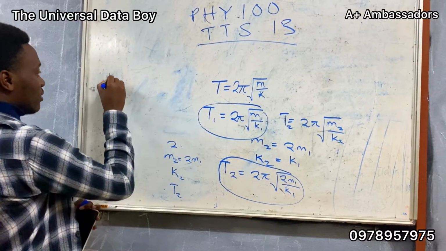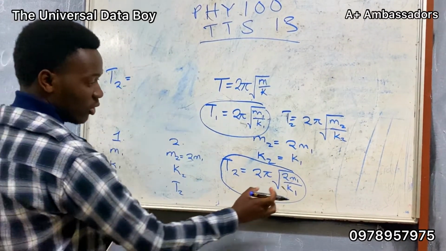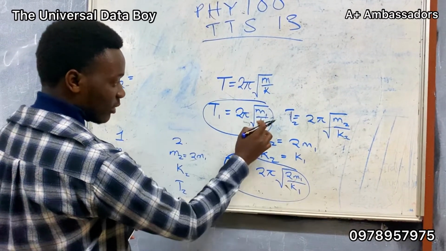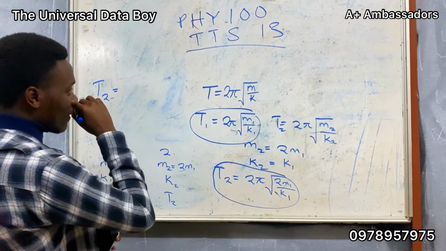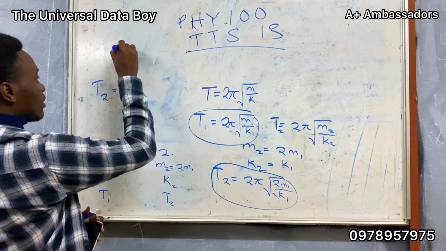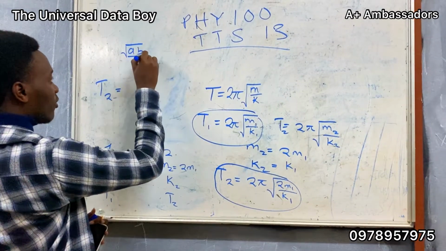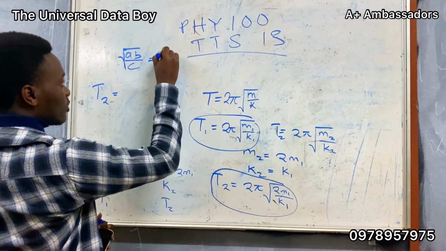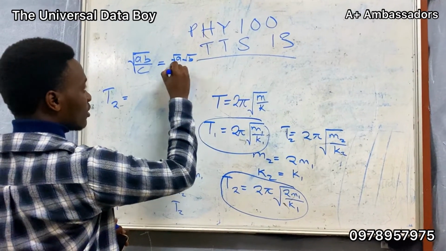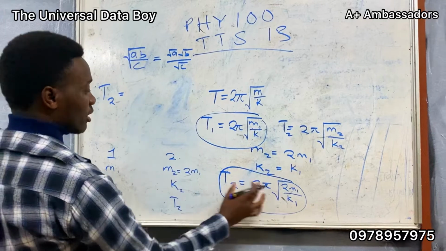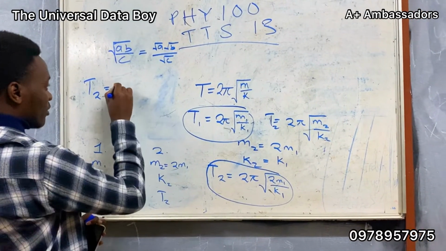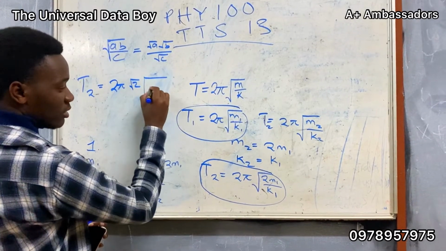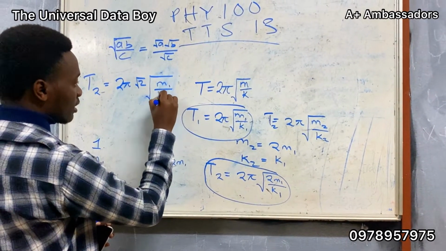So T2 is going to be, we're going to remove this 2 out of the square root, because this 2 is not in T1. M1 is here, K1 is here, and 2 pi is there. According to the laws of indices, when you have a b over c, you can have the square root on a, square root on b over the square root on c. So we're going to remove this square root, and we have 2 pi square root of 2 square root of m1 over k1.